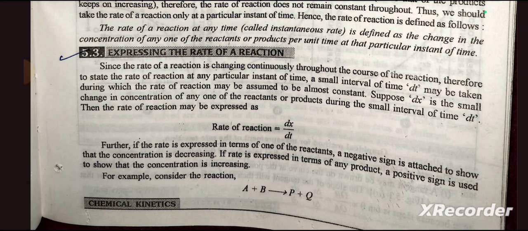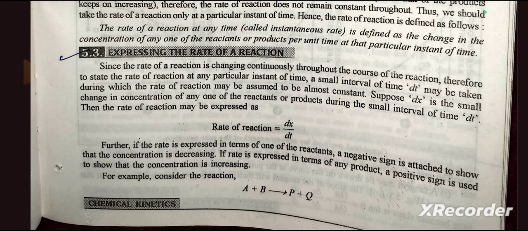5.3 Expressing the rate of a reaction. Since the rate of reaction is changing continuously throughout the course of the reaction, to state the rate of reaction at a particular instant of time, a small interval of time dt may be taken during which the rate of reaction may be assumed to be almost constant.